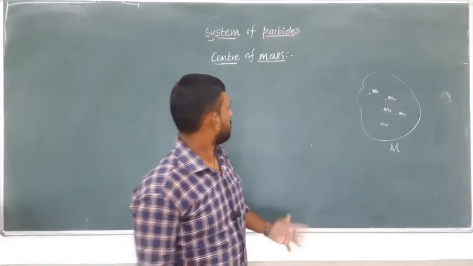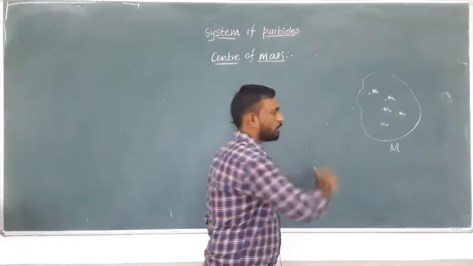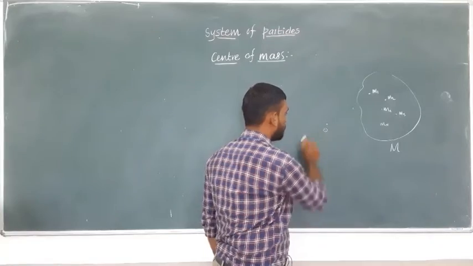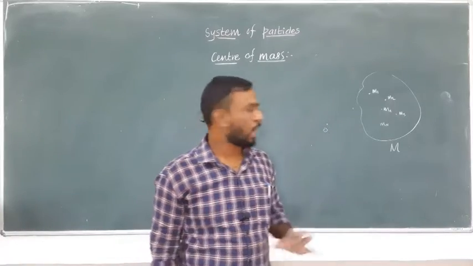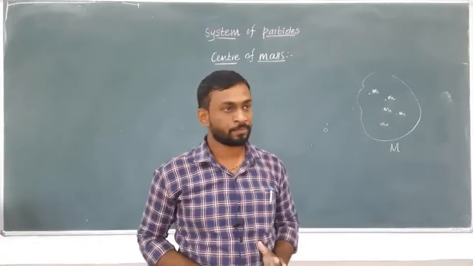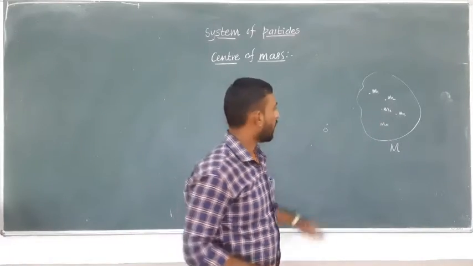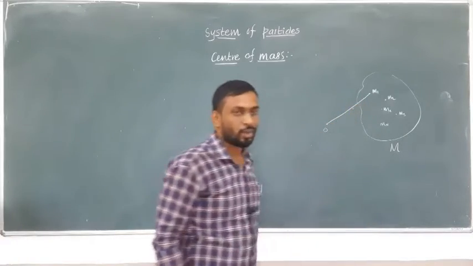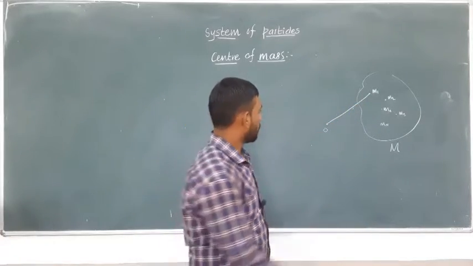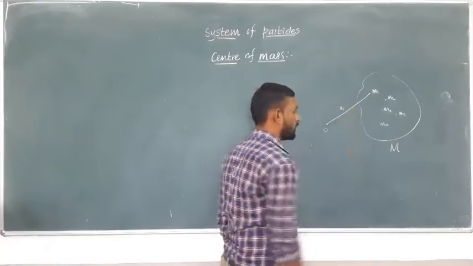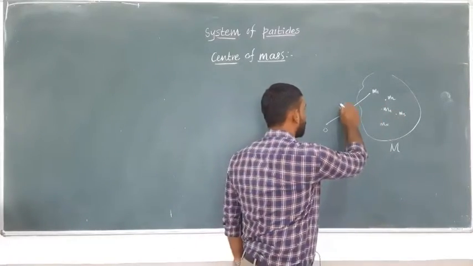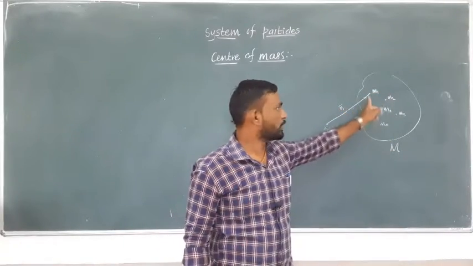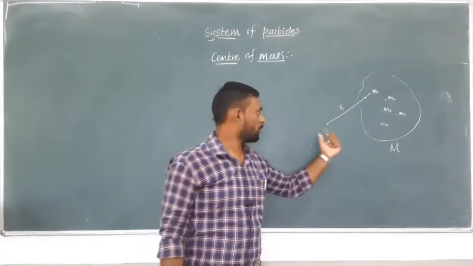Now if you look at this system from a certain point, a certain coordinate origin, suppose O is the point, and from this point O we look at how the system looks. Suppose from point O we draw a line to mass m1. This is the position vector of mass m1, and it should be indicated with an arrow. So r1 is the position vector of mass m1 with respect to origin O.